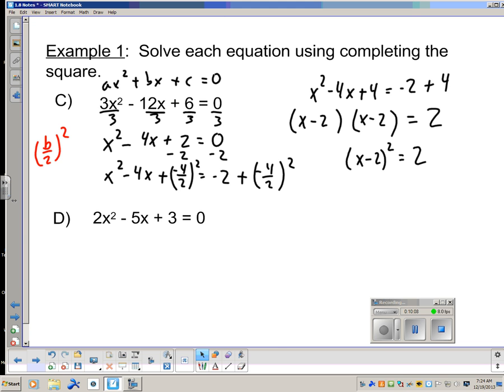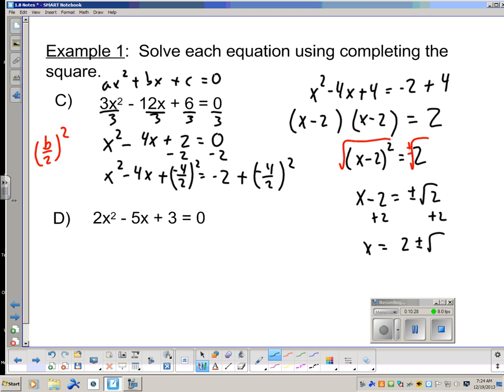And I got to get rid of that squared. To get rid of squared there, I can take the square root. And the left-hand side there, I just get x minus 2. The right-hand side, I get plus or minus the square root of 2. And now I'm just going to simply bring 2 on over. So I get x equals 2 plus or minus the square root of 2. So there's my solution.